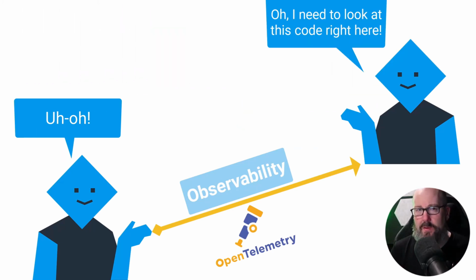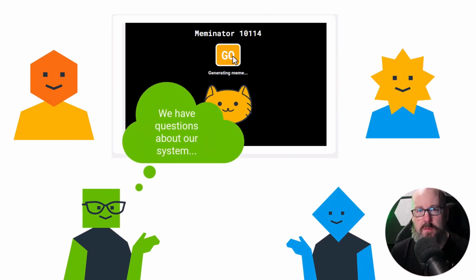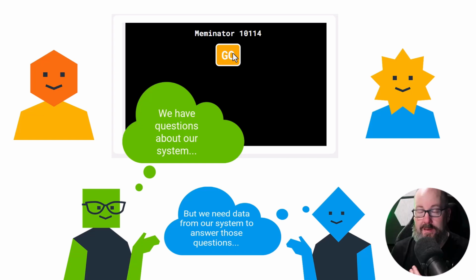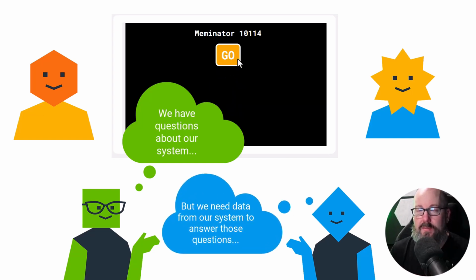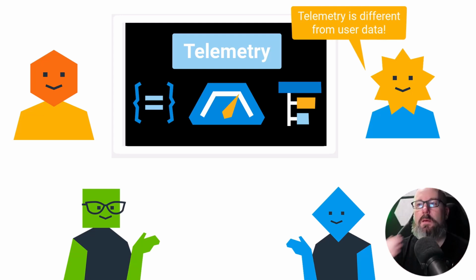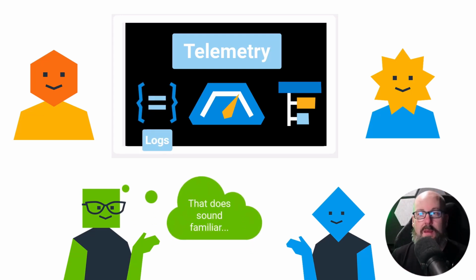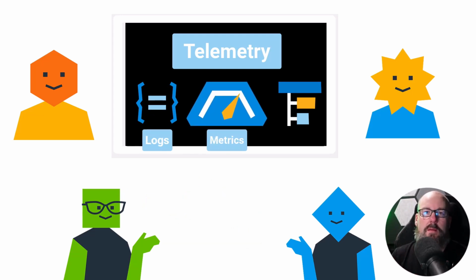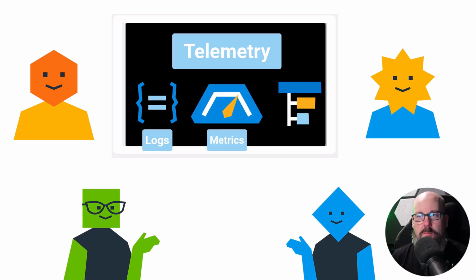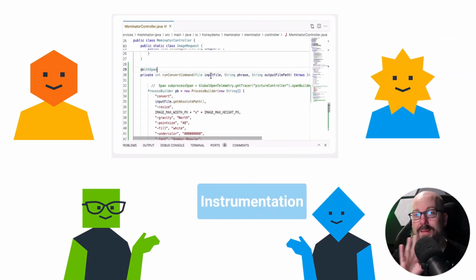So how do you get there anyway? Well, you need to be able to ask questions about your system. And to ask those questions, you need it to tell you data about what's going on. This data is called telemetry, and it's the foundation of observability. Now, you might be familiar with telemetry already. If you've ever written console.log or a print line statement, then you've written a log message. If you've ever looked at how much memory a process is using on your machine, then you're familiar with metrics. The code that we write that creates this telemetry is called instrumentation.